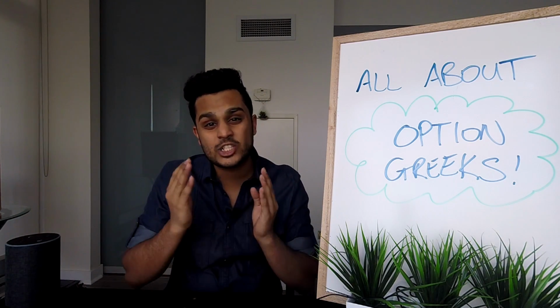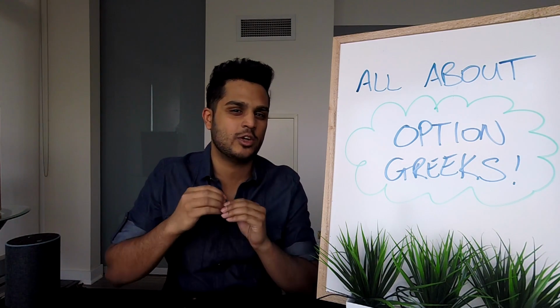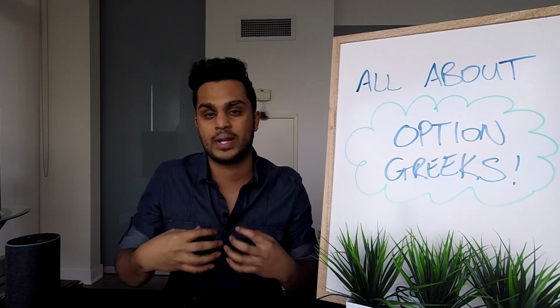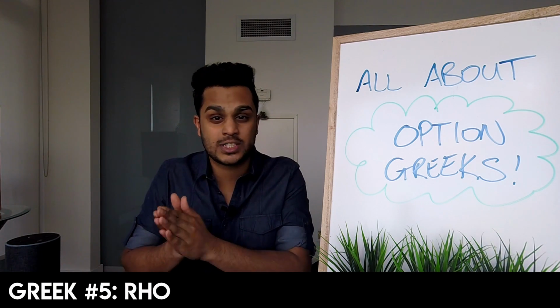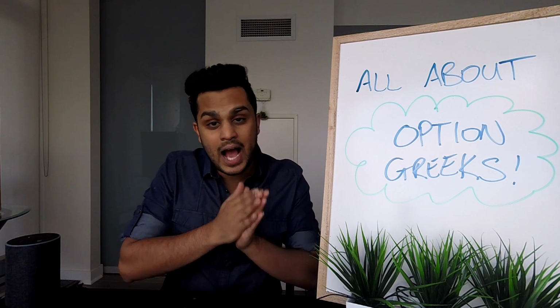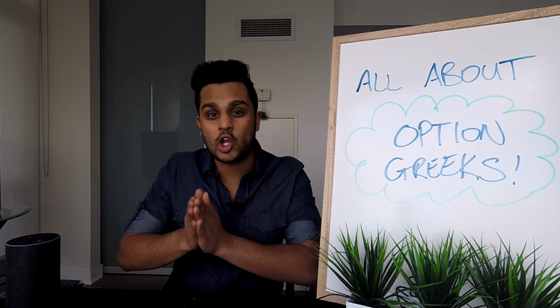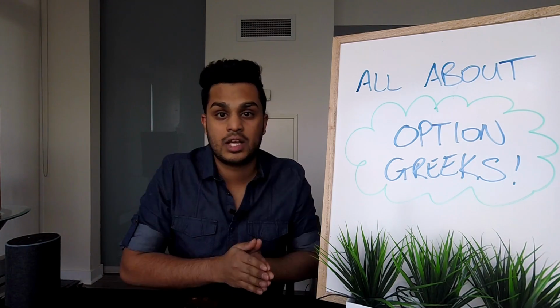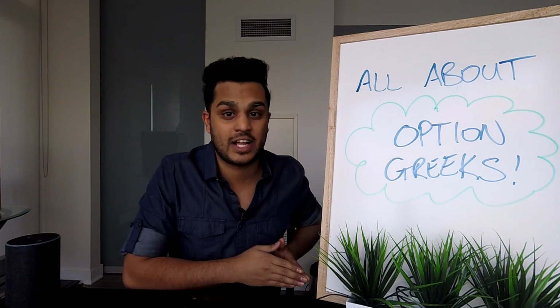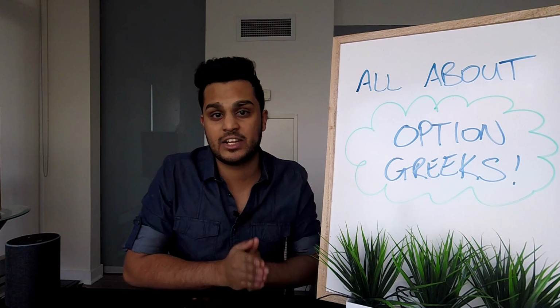Okay, so the last Greek that I'm gonna mention, which I don't really pay too much attention to, but again, it is important to understand and know what it means and what it does, is rho. And rho pretty much tells you how sensitive an option contract is to interest rates. So typically, as interest rates increase, call option values increase as well. And inversely, as interest rates increase, put options decrease in value, and that's because they have a negative rho.